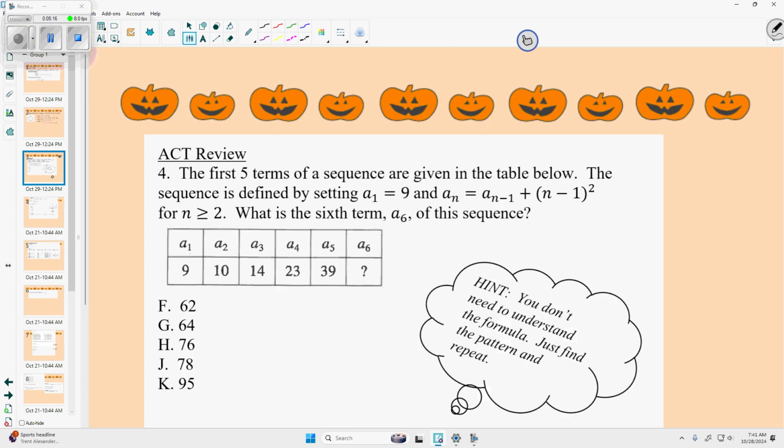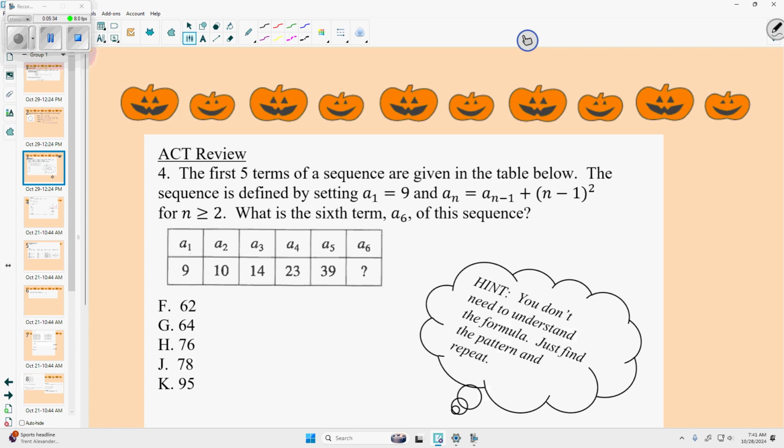I need to find a pattern that gets me the next term. So if you're looking at a problem like this and you're like, I don't understand what any of that means, don't skip it. It's just asking you to find the next term. You guys have found the pattern before. So what pattern is there?